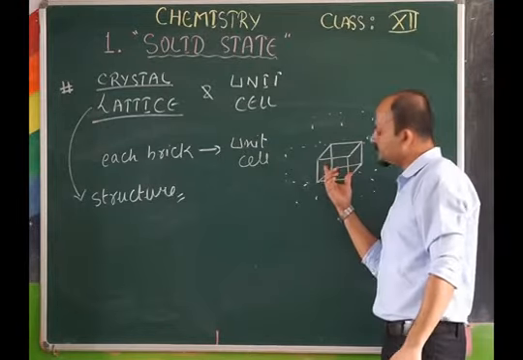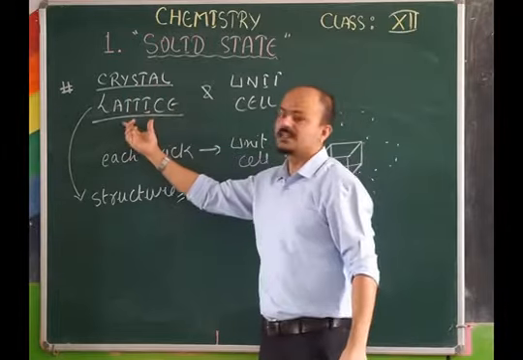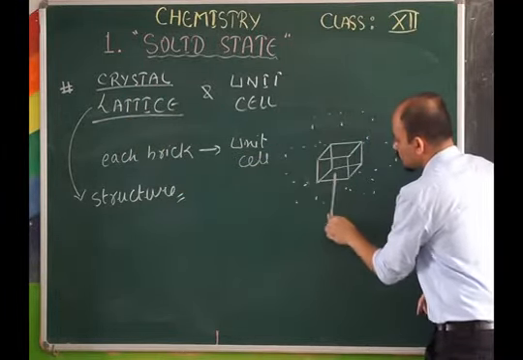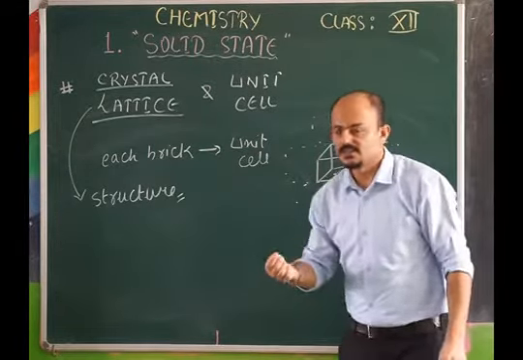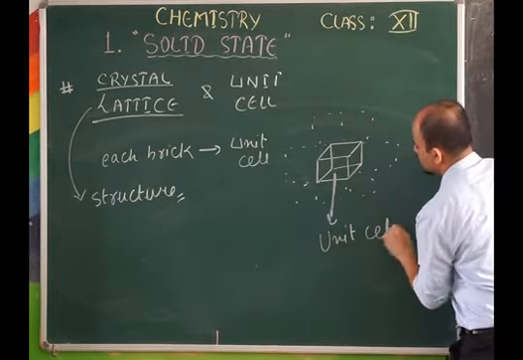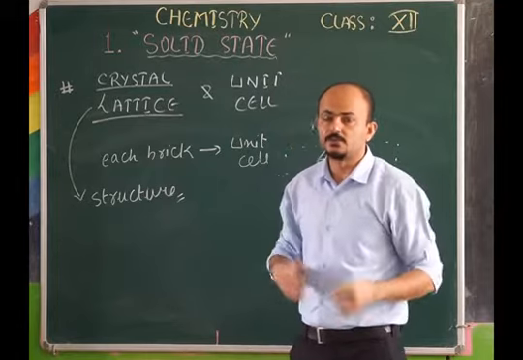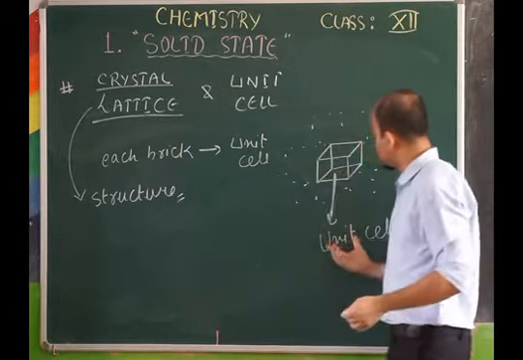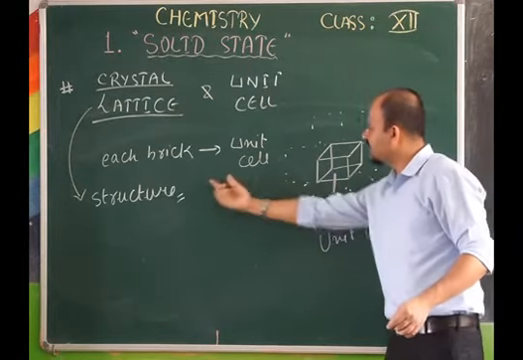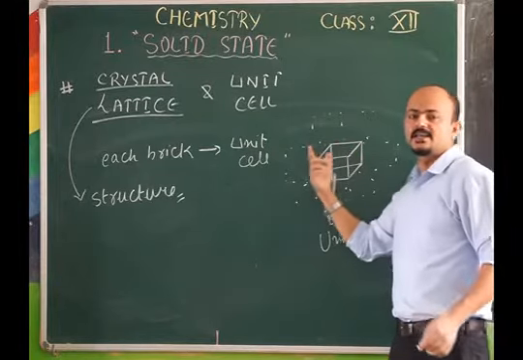Now, once this cube is repeated again and again, then that will give rise to what? Crystal lattice. And each cube which is being repeated is known as what? Unit cell. In your book you have the definition, but understanding is more important. So each cube is known as unit cell, and this cube, once it is repeated again and again in all the directions, in all 3 dimensions, then what you obtain?